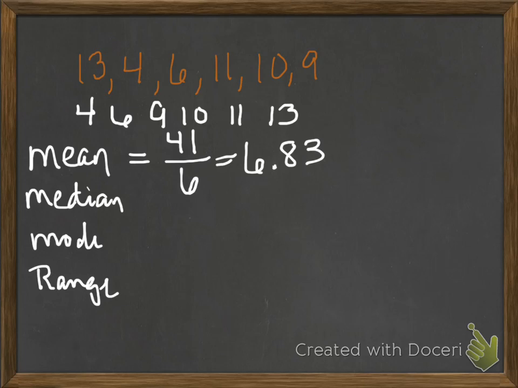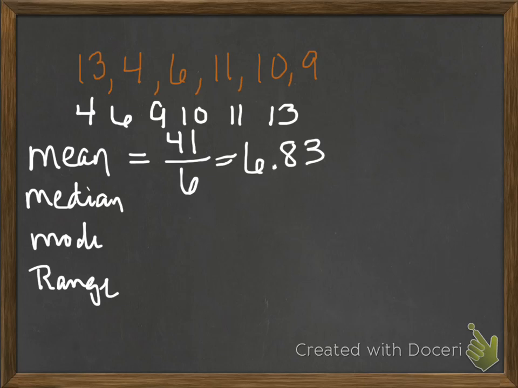So if I were to find the mean and get 15 here, I know I did something wrong, because 15 isn't even in the data. Right? So your mean has to be a number that would be between 4 and 13. All right, our median is the middle number.